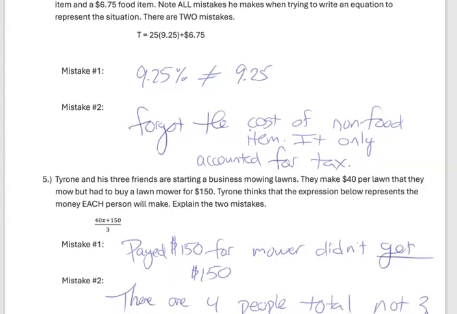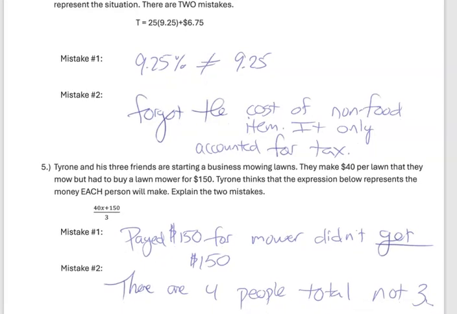The next one here says Tyrone and his 3 friends are starting a business mowing lawns. They make $40 for each lawn that they mow, but they had to buy a lawnmower for $150. Tyrone thinks that the expression below represents the money each person will make. Explain the 2 mistakes. Well, number one, it's saying plus 150, and they spent 150 on the lawnmower, so that should have been a minus 150. And the other thing is, Tyrone and his 3 friends, so altogether, there are 4 people in this business. You would divide by 4, not by 3.